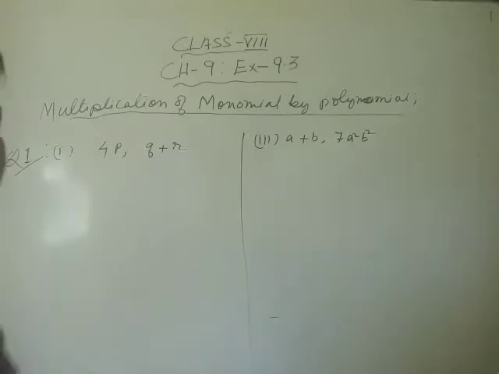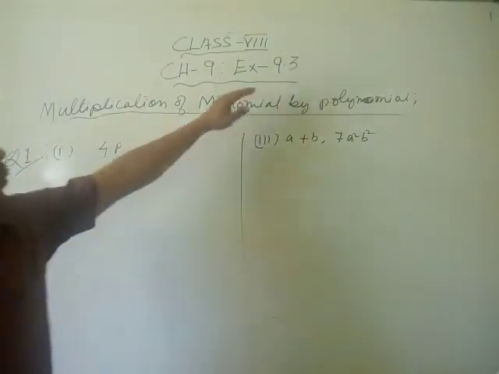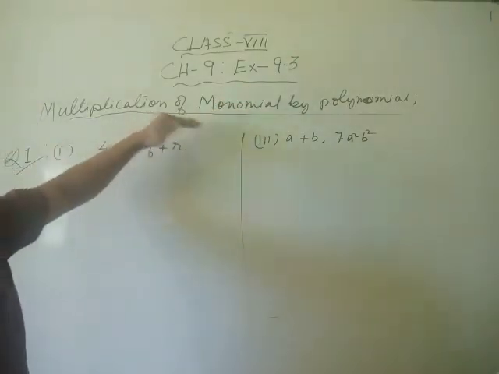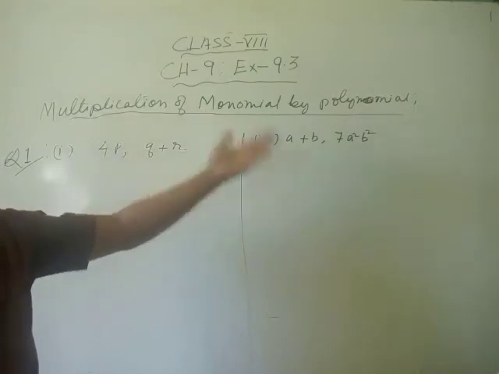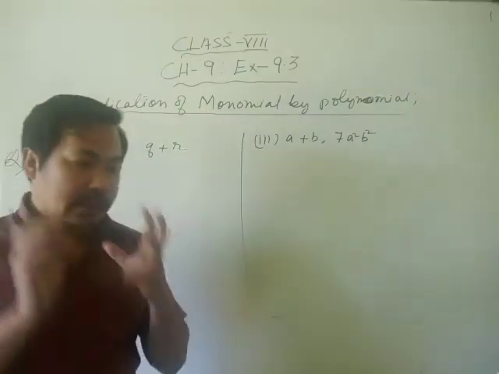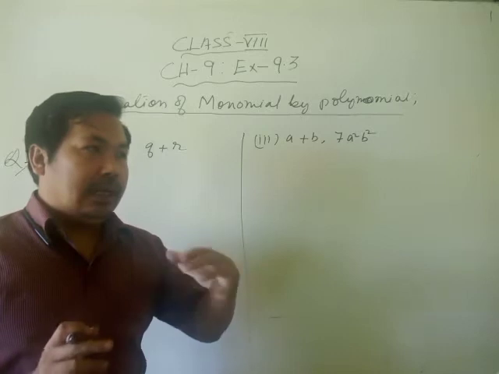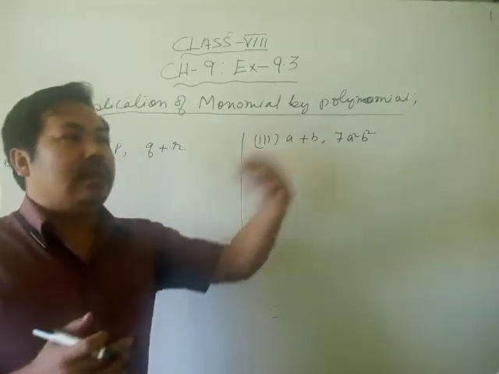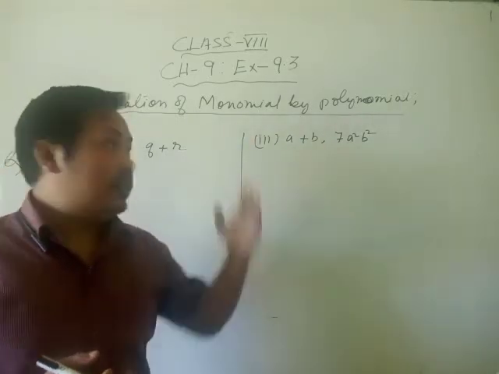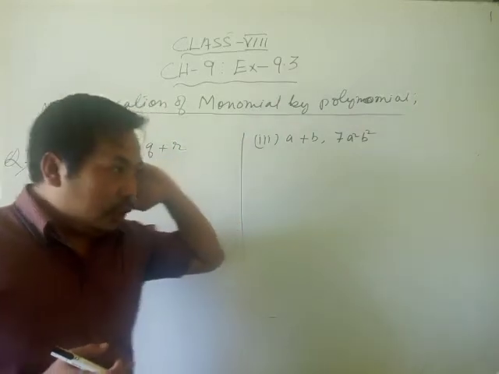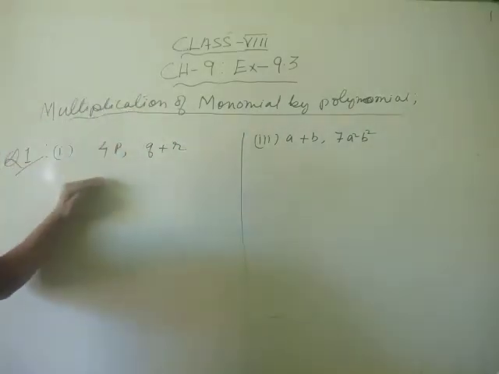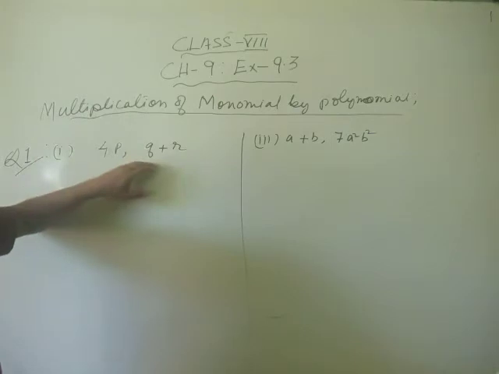Hello, my dear student. Next we have exercise 9.3, and 9.3 is the multiplication of monomial by polynomial. In this one, we multiply one expression with some other more expressions, that is, a polynomial. You can see here very clearly in this question: 4p and q plus r.